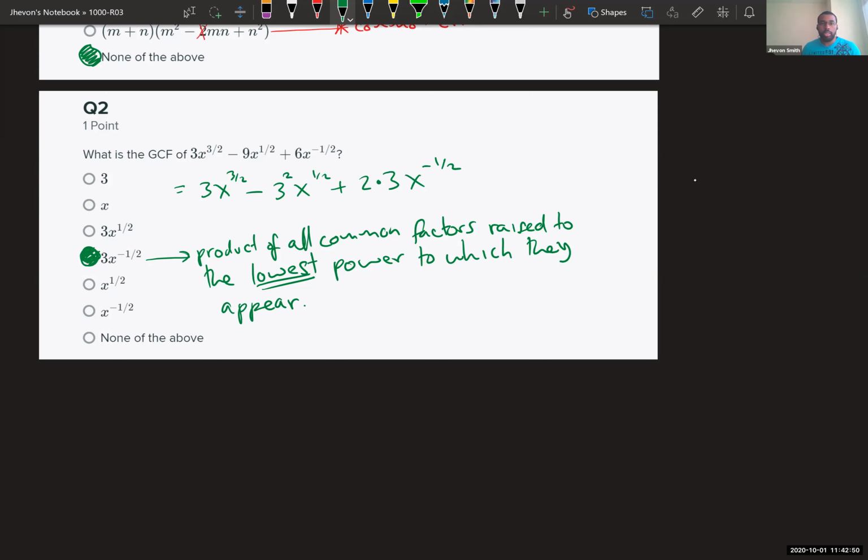X is also a common term. X is in everybody. You can see here that x is in every single term. The lowest power to which it appears is negative 1/2. The negative number is going to be smaller than all the positive numbers that appear. So you pull out the x to the minus 1/2. So it's 3x to the minus 1/2. You take the product of all of those common terms to the lowest powers. That gives you what's called the GCF. So that's that one.